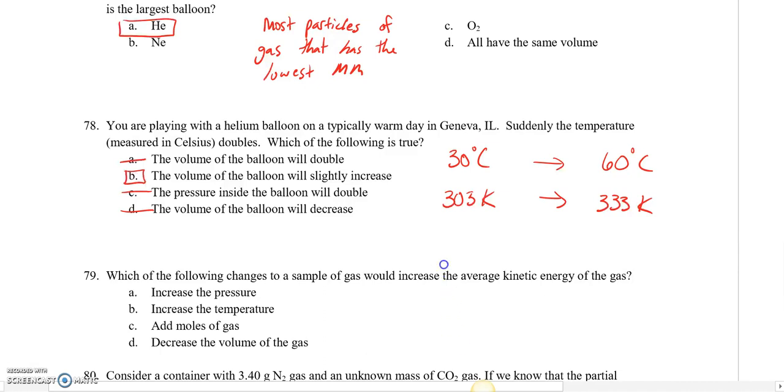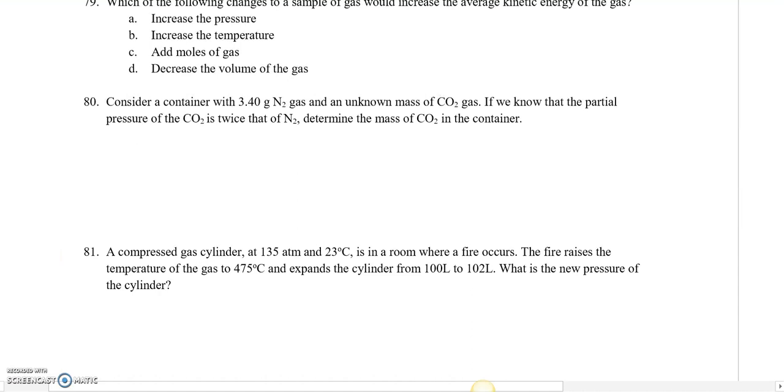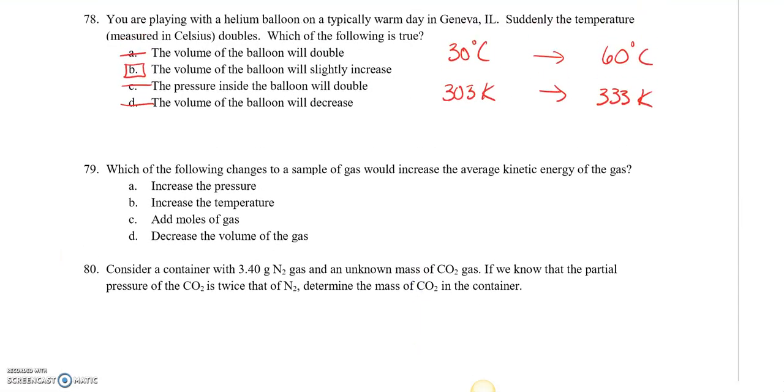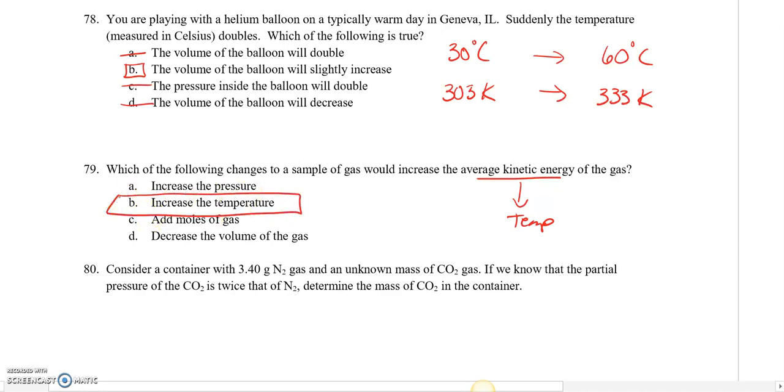Which of the following changes to a sample of gas would increase the average kinetic energy of the gas? Well, if you want to change the average kinetic energy, you just have to change the temperature. None of the other factors affect kinetic energy.